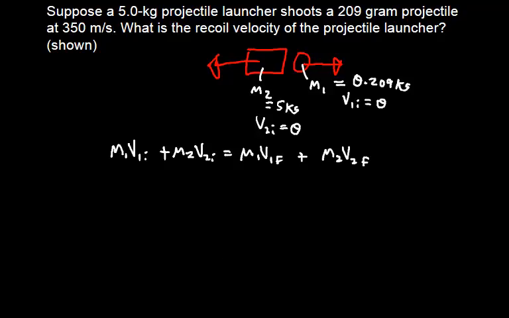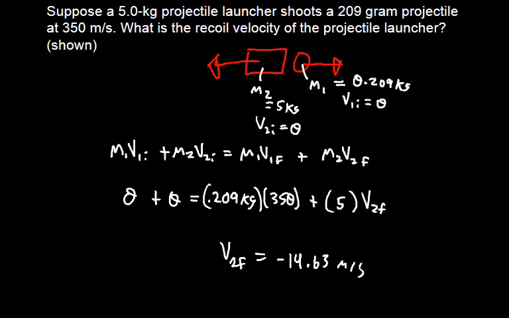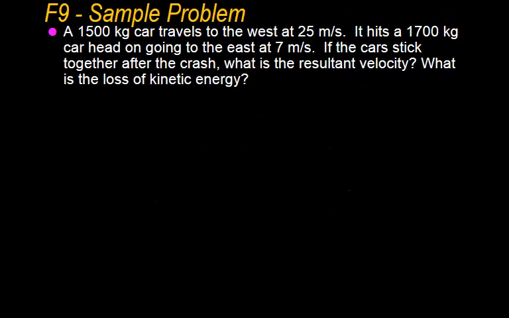All right, so we launch it out, and the launcher should go back at negative 14.63 meters per second, and that's going to the left. You could have called the launcher mass 1 or mass 2, it doesn't matter. And then your final answer will be based on your picture there and what you set up with the variables.